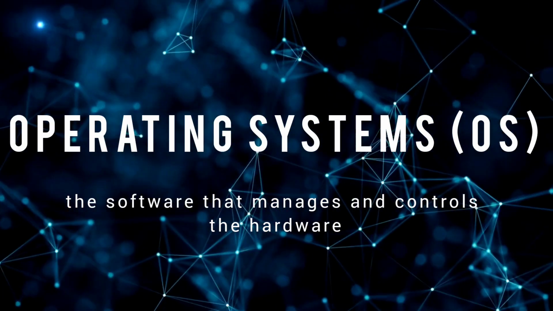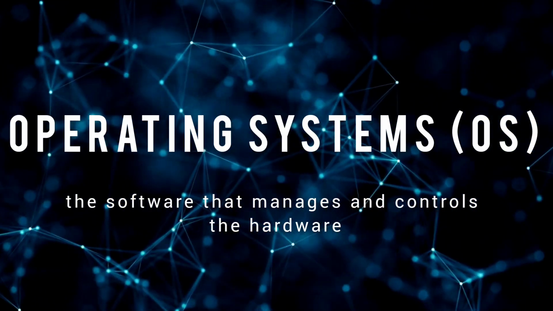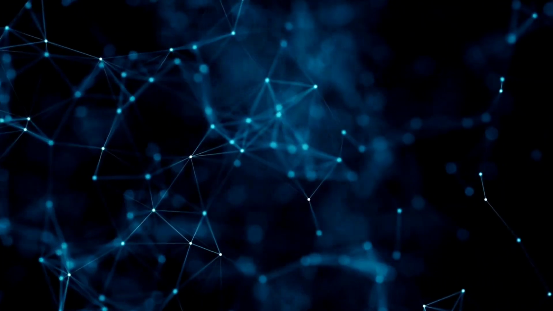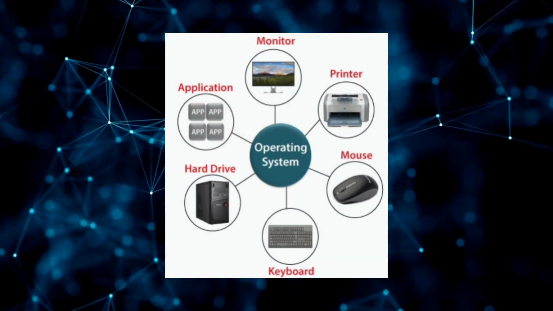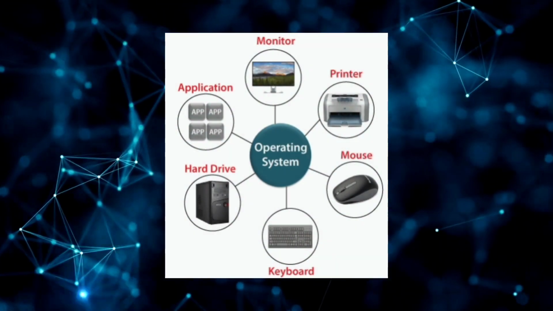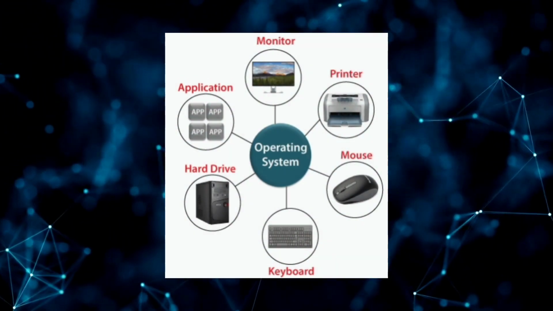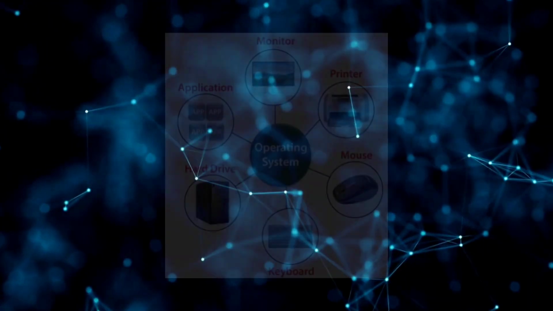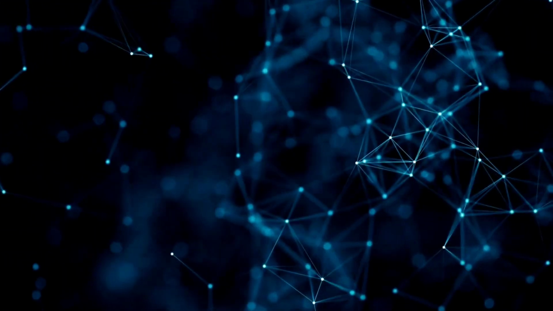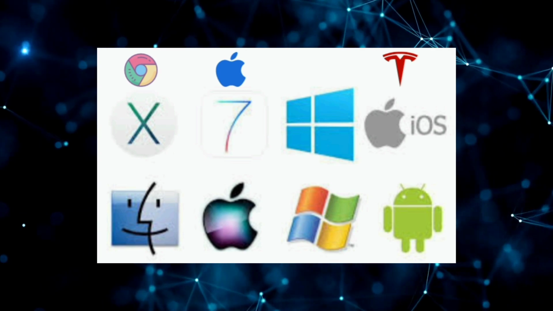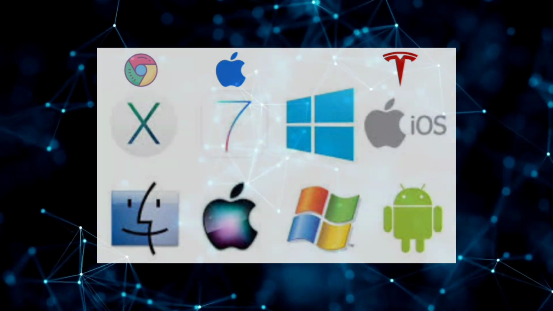The operating system, also known as OS, is the software that manages and controls the hardware. It provides a user interface, manages files and folders, runs applications, and handles communication between the user and the hardware. Common examples of operating systems include Windows, macOS, and Linux.